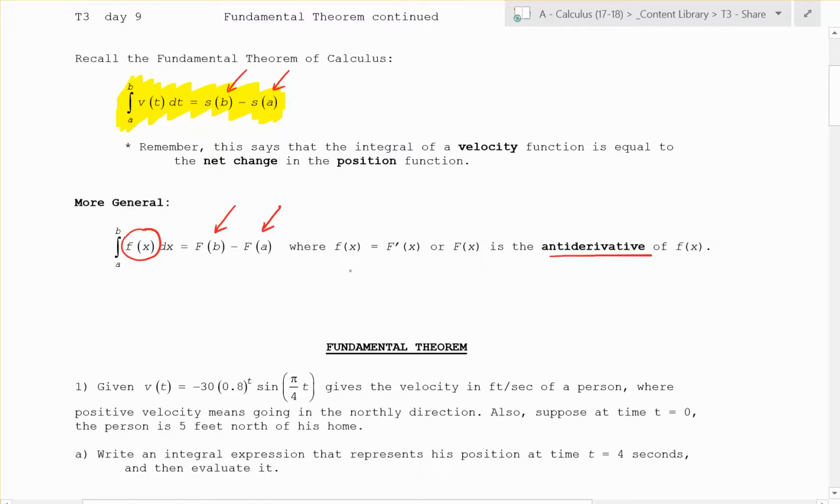The new word is this word antiderivative, where capital F will represent the antiderivative of lowercase f. The key thing is that the derivative of capital F is equal to lowercase f. That's the same relation as this: the derivative of the position function is the velocity function.